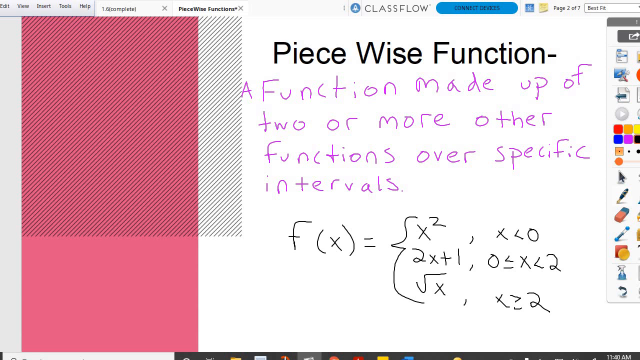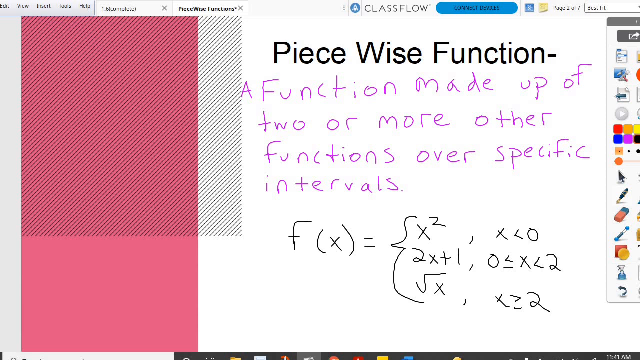So how many pieces does that function have? 3. What's the smallest number of pieces I can have? 2. Because if there's only 1, then it's just a function. Okay? Is there a maximum number of pieces that I can have? No, there's actually not. Okay? However, on your project, you will have to have at least 6 pieces. Okay?